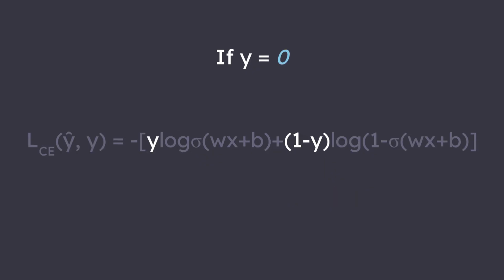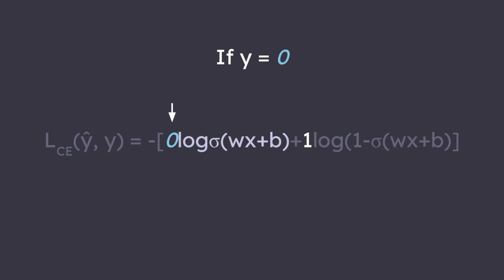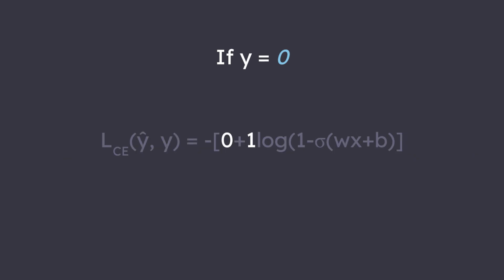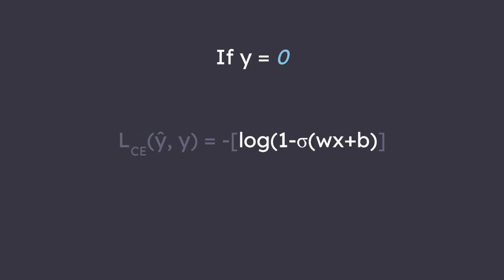Meanwhile, if y equals 0, we see that the other side of the equation will drop out. The left side of the equation disappears, and we are left with the right side of the equation, where cross-entropy loss is the negative log of the probability of the class being 0 given x.